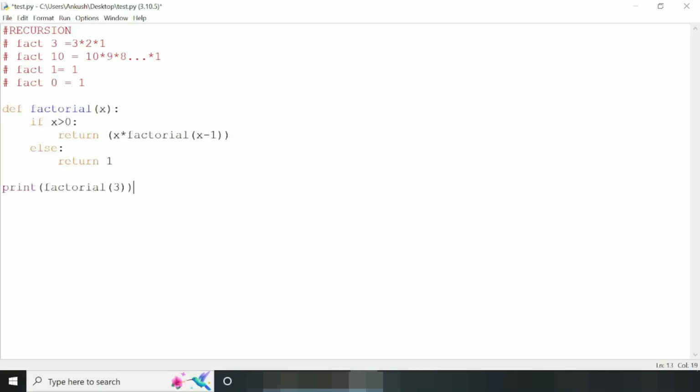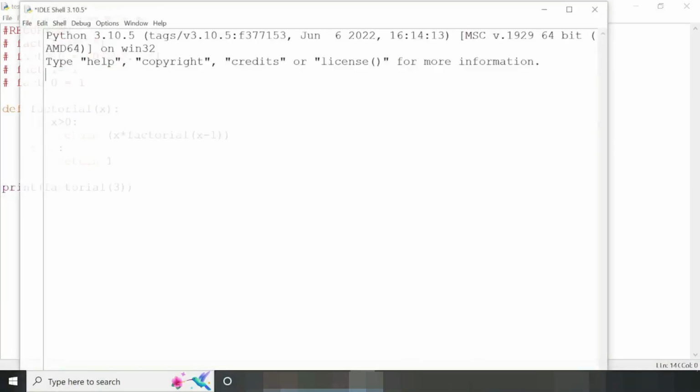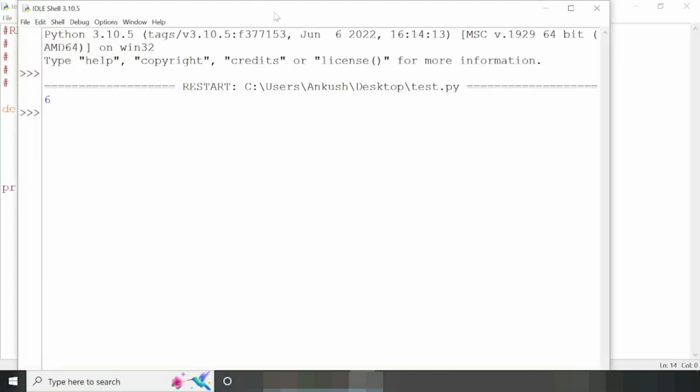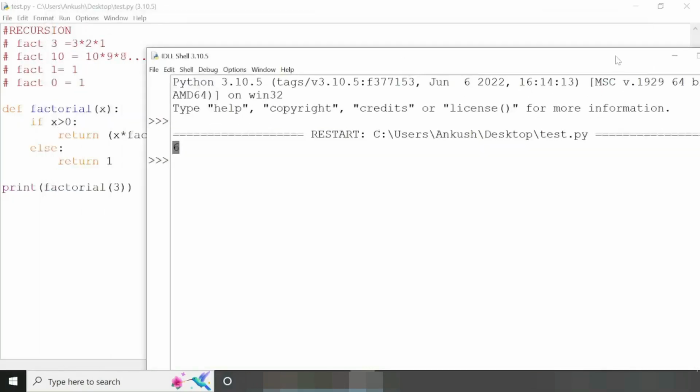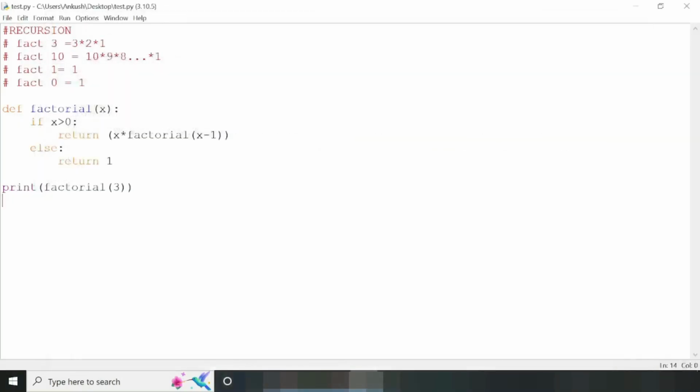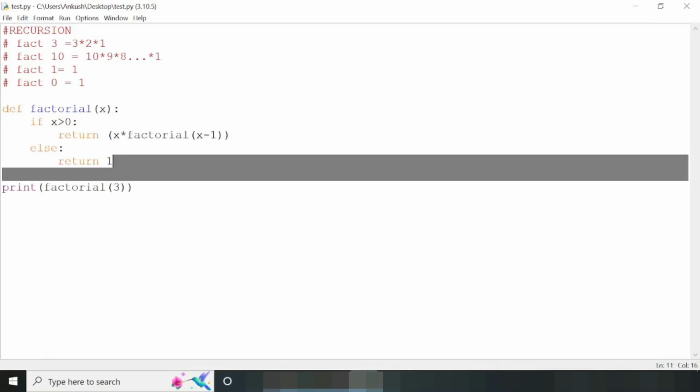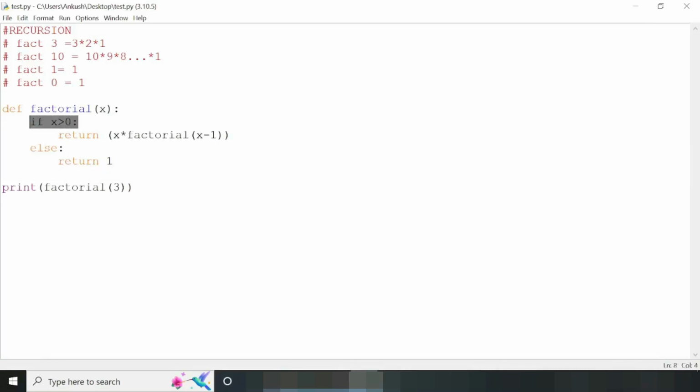So this is the program. Let me execute this code. It is showing our expected output, that is 6. In this line we are doing the recursion, and this is our termination condition, based on which this function will be terminated.